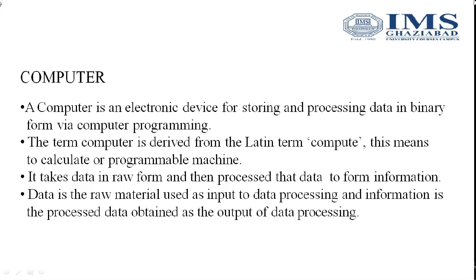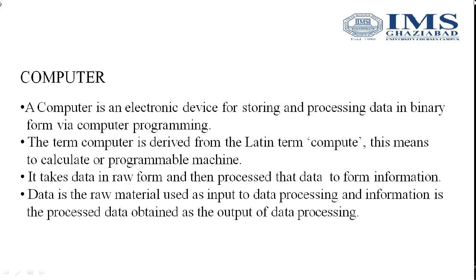So what is a computer? A computer is an electronic device. Since a computer is a machine, it cannot work on its own. It is an electronic device that works by the flow of current. It is used for storing and processing data. Whatever you want to perform, first of all you have to give the input to the computer, and the computer needs a mechanism to store that data, and after storing that data the computer processes that data.